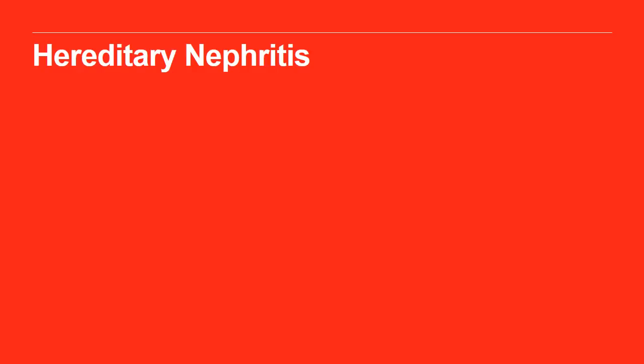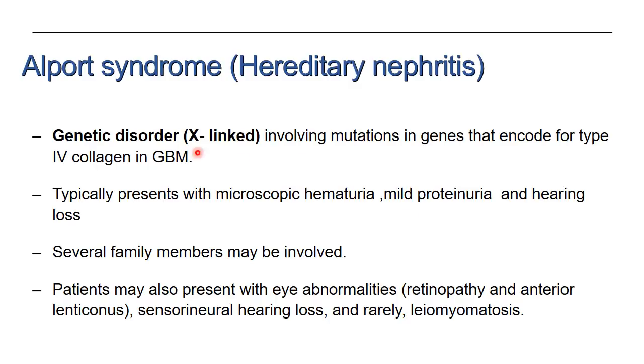One of the entities that I want to talk about is hereditary nephritis, and for the question they have to give you some kind of a genetic background. It's usually X-linked, involving mutations in genes that code for type 4 collagen in GBM. Typically, the patient will present with microscopic hematuria, mild proteinuria, and hearing loss. And they'll have several family members that will have the same history. Some patients can also have eye abnormalities like retinopathy and anterior lenticonus. They can have sensorineural hearing loss, and rarely they can have leiomyomatosis also.